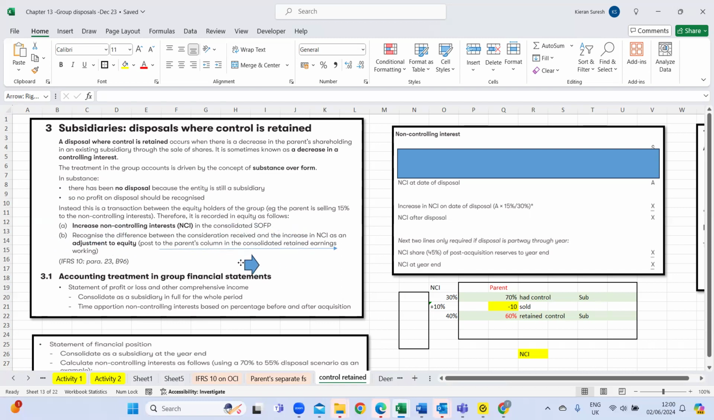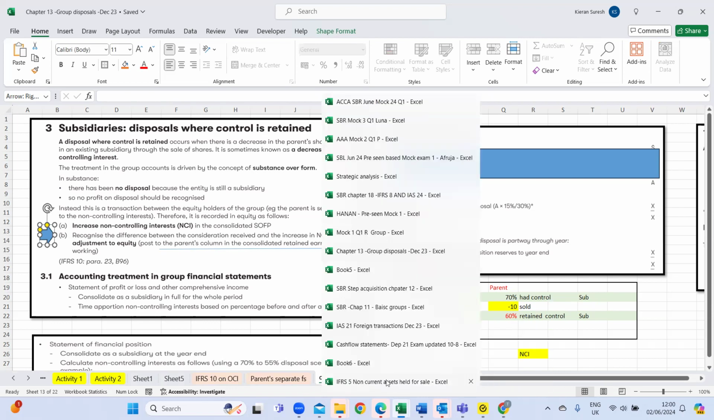Now, this is the issue. In the solutions, you would find it is being put through other comprehensive income. I'm going to put this through the consolidated retained earnings, and I just want to show you why I'm doing it, so that you understand it. Right, let's make a move.